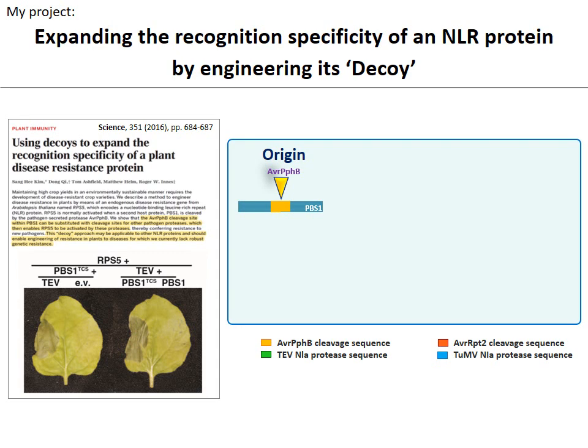AvrPphB is a cysteine protease. It is secreted by Pseudomonas syringae. It can cleave a decoy protein, PBS1, and the cleavage product of PBS1 can interact with and activate the RPS5 resistance protein to trigger ETI.